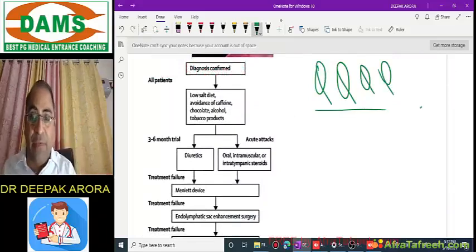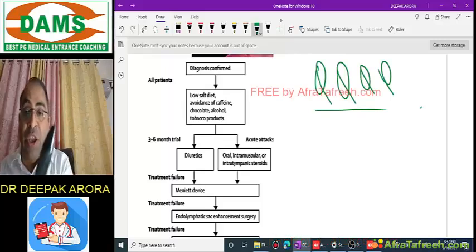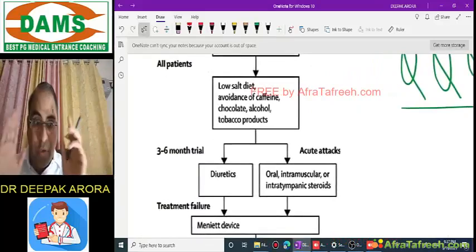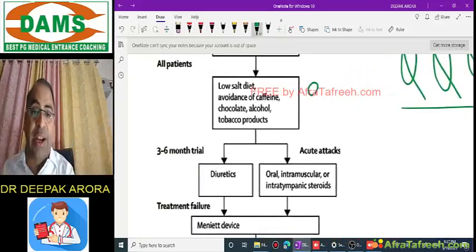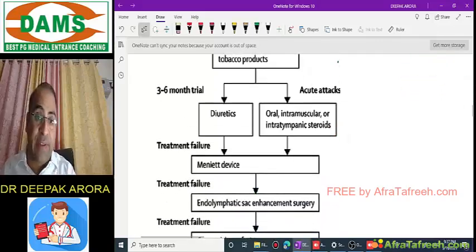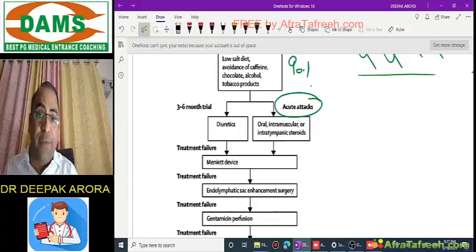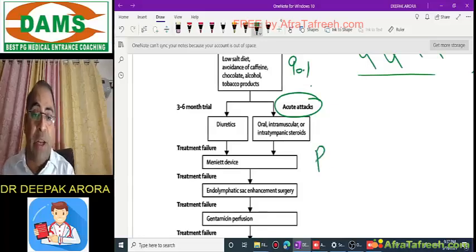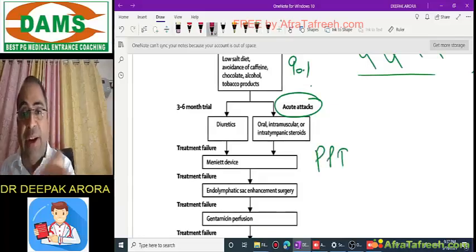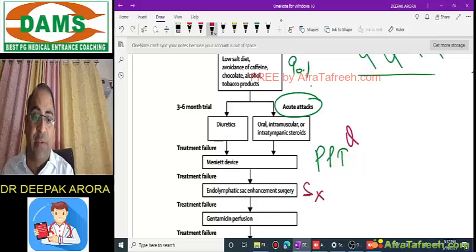The flowchart should be on your tips. Once you diagnose and confirm the diagnosis of Meniere's, then we will go for dietary modification. Beta, everyone close your eyes, listen to my words. Dietary modification, 90% success rate. But if the patient is not responding, I can go for diuretics. But if an acute attack is there, I can go for intratympanic steroid. If treatment fails, I will go for PPT, positive pressure therapy. Every student listen carefully. If positive pressure therapy fails, I will go for surgery.